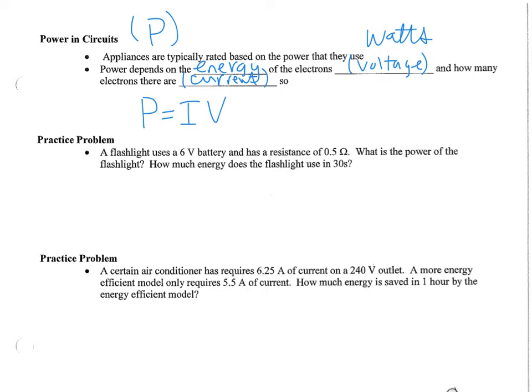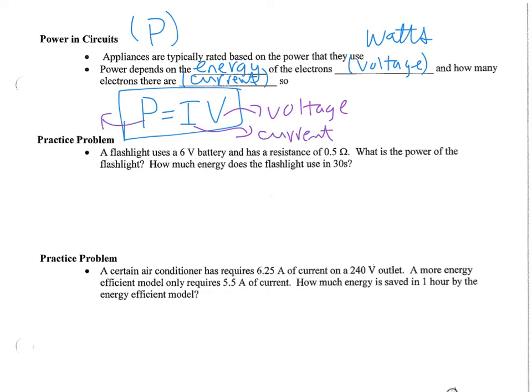Directly related to both of those, power equals current times voltage. I always remember this as PIV. So V is voltage, I is current, P is power, and the unit for this is still watts. So it's still measured in watts. The symbol for the unit is still a capital W. Let's do these two practice problems quickly and then we'll get to the circuits.